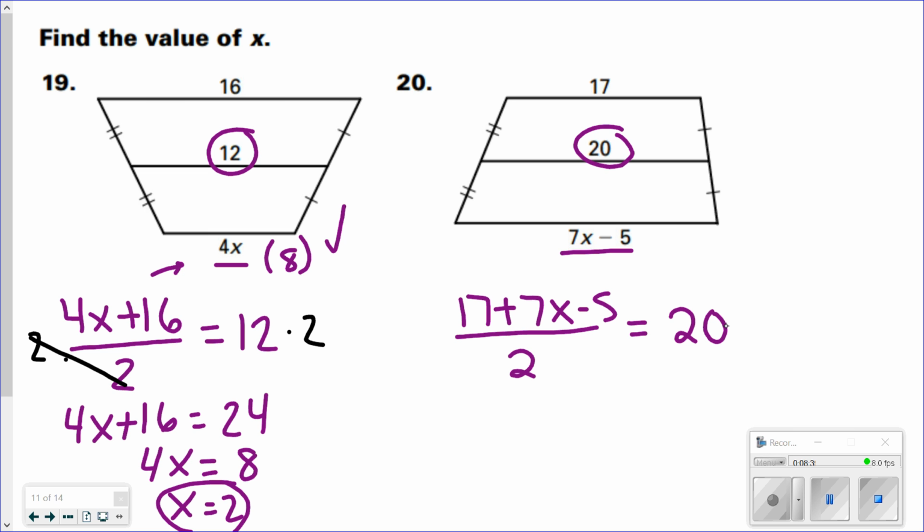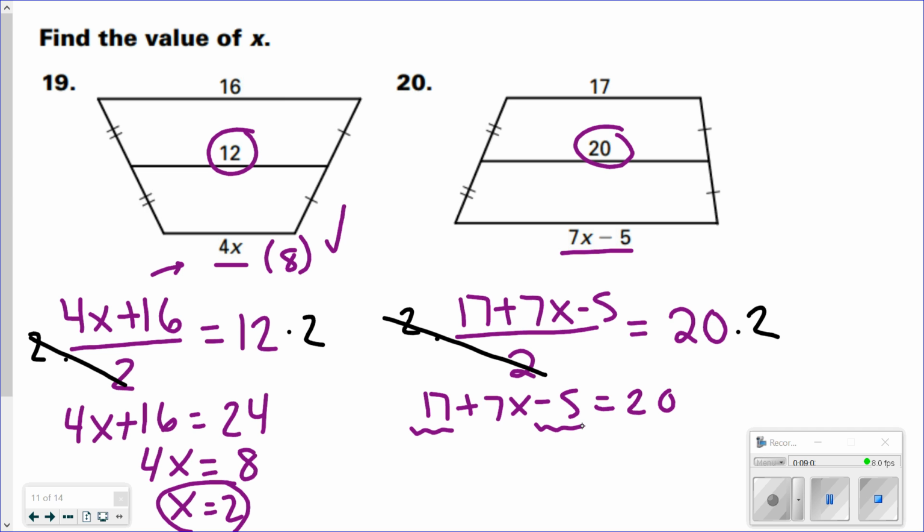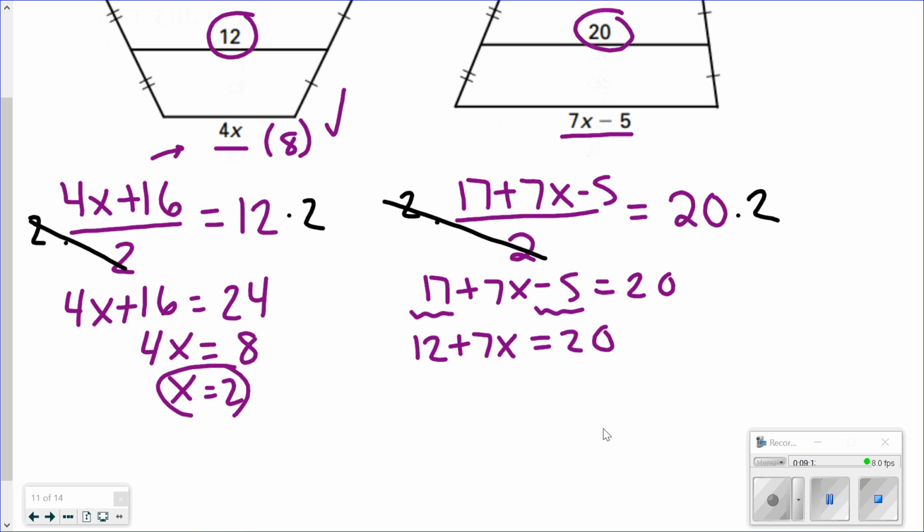So my first step here is I need to get rid of that division of 2. So I'm going to multiply by 2 on each side. Multiply by 2, multiply by 2. Those cancel. So I'm left with 17 plus 7x minus 5 is equal to 20. I have like terms here, the 17 and negative 5, so I can combine those together. 17 minus 5 is 12. Then I have that plus 7x is equal to 20. Subtract 12 from each side.